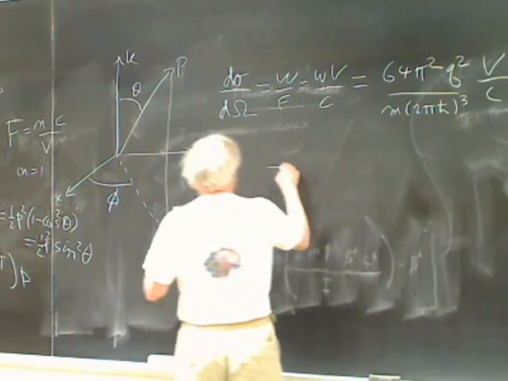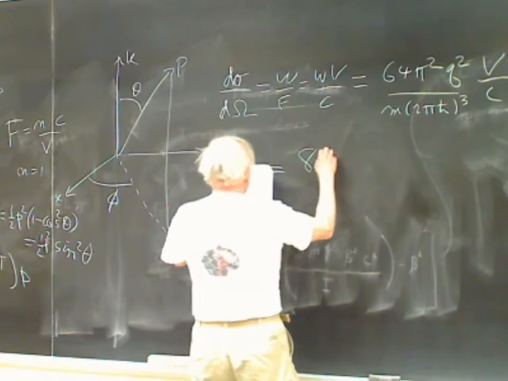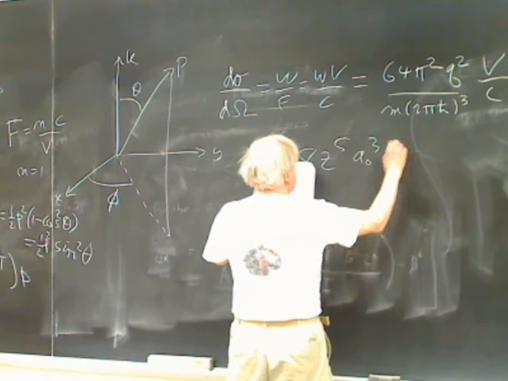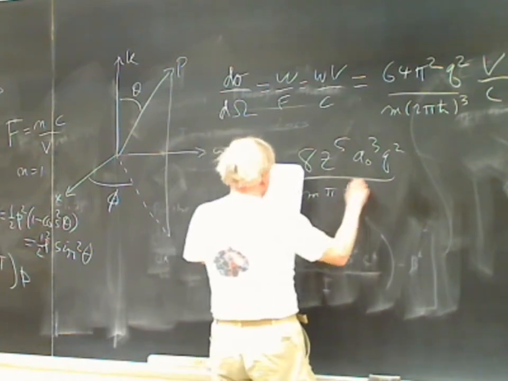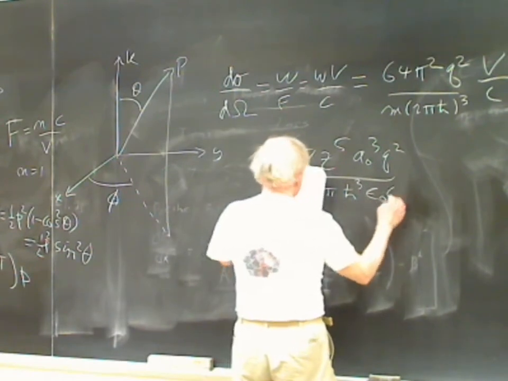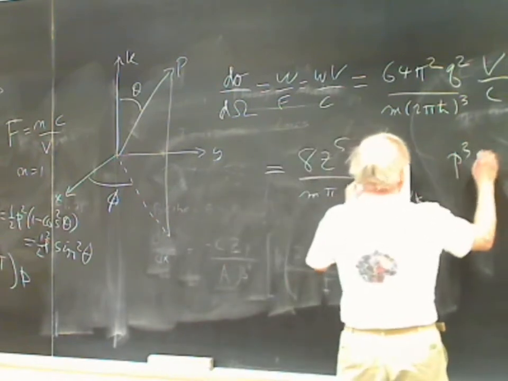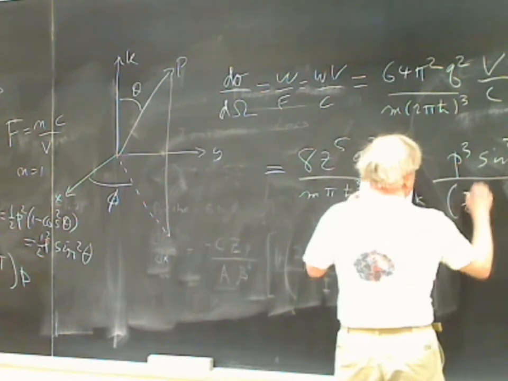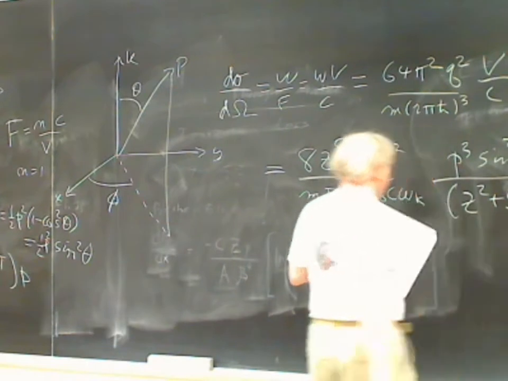And obviously that can be collapsed somewhat. First of all, to 8 z to the fifth a 0 q squared over m pi h bar, epsilon 0 c, let's say, omega k p cubed sine squared theta over (z squared plus s squared a 0 squared) to the fourth.